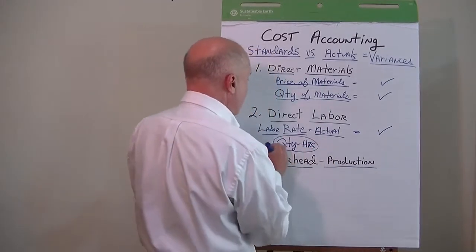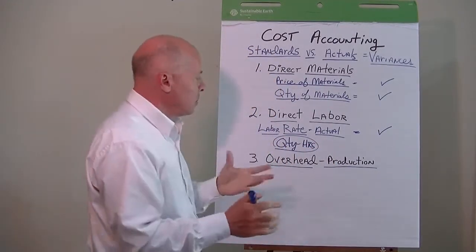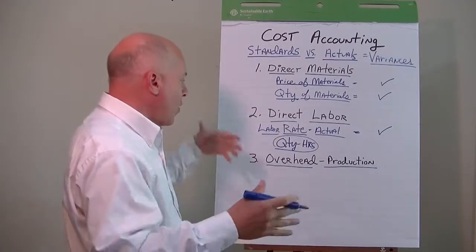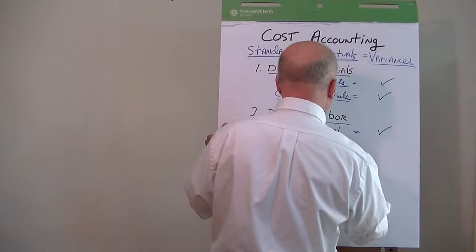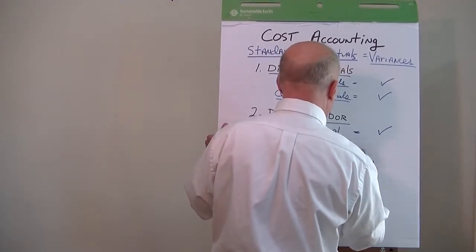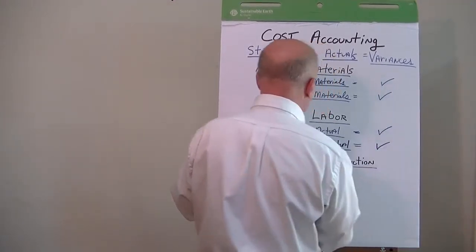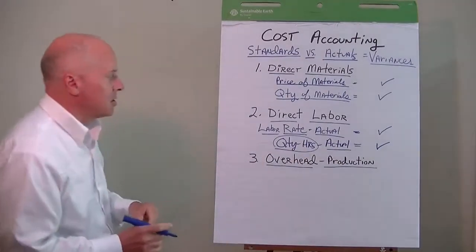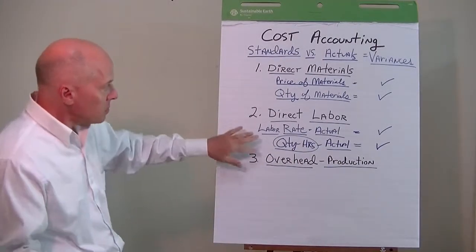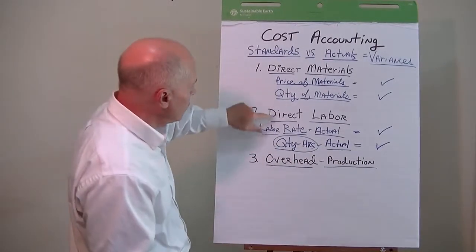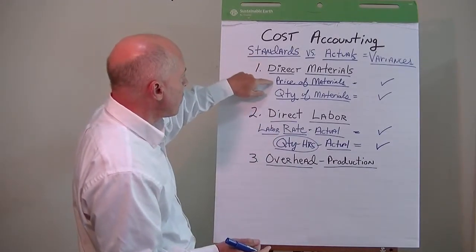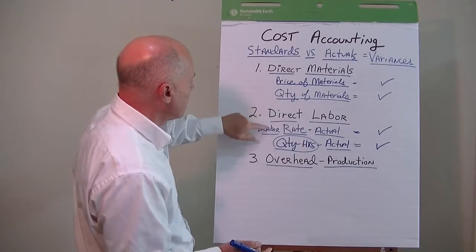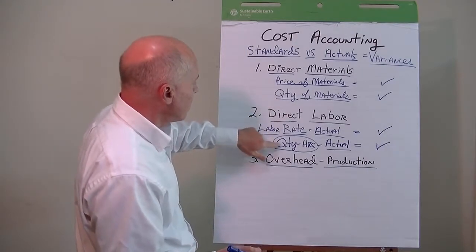So we know how many hours it takes to assemble a car. We know how many hours it takes to put all this stuff together. But then we compare to the actual hours it took to actually produce it, and that gives rise to a variance. So we have 1, 2, 3, 4 variances: direct materials variance, price and quantity, direct labor variance, the labor rate variance, and the labor quantity variance.